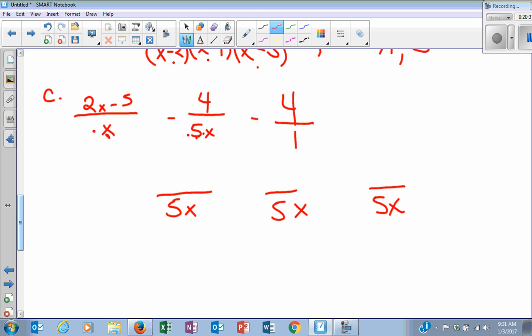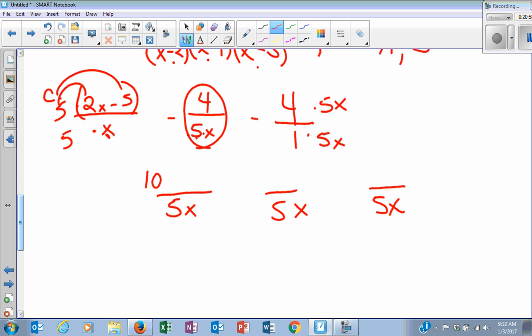Even here, I'm going to need this to become 5x. So what did I have to multiply to get this to become a 5x? I need to multiply it by a 5. So I've times this by 5. What did I multiply this by? Nothing. Nothing is going to change here. This is going to stay the same. What did I have to times this by? 5x. So what do I have to times the top by? 5x. So when I do that, again, I distribute, and I end up with 10x minus 25 minus 4 minus this times this becomes a 20x.